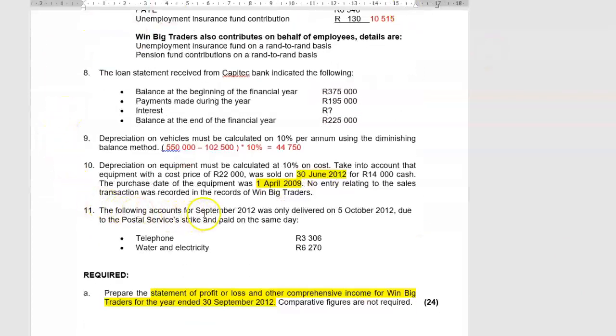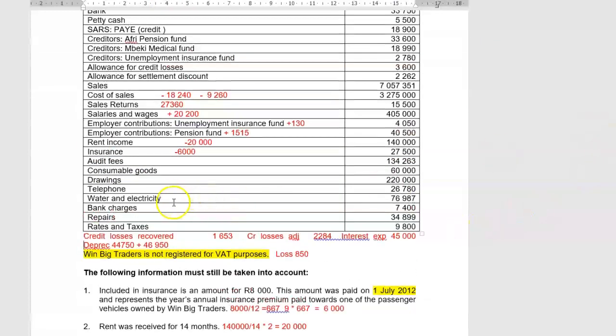The following accounts for September 2012 was only delivered on 5 October 2012 due to the Postal Service strike and paid on the same day. Telephone 3306, so there we're going to add the 3306.